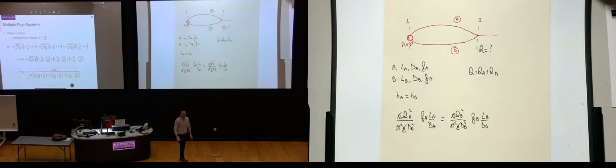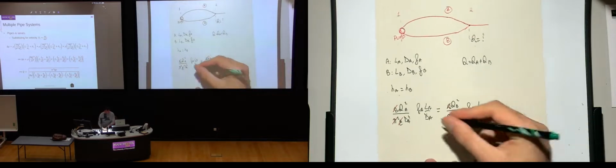Okay, when you substitute the flow rate with the velocity. Now, we are here. I can make your life a bit easier. For example, I can tell you that the two pipes have the same diameter. And I can say that the two pipes have the same friction factor.